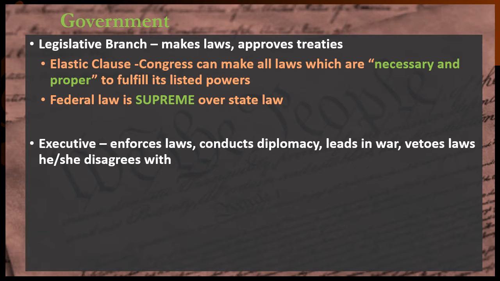The executive branch can enforce laws, conduct diplomacy, that is, meet with other countries, lead in war, and veto laws that he or she disagrees with, though we haven't had a she yet for the executive. That seems like a pretty straightforward list of things to do: to enforce the law, to conduct diplomacy, lead in war. Okay, makes sense. But exactly what does it mean to enforce the law? What does that look like?